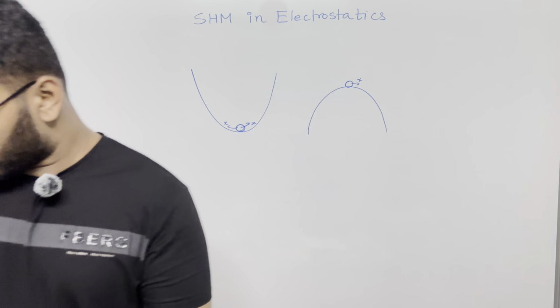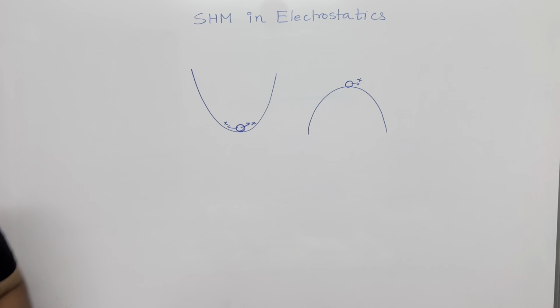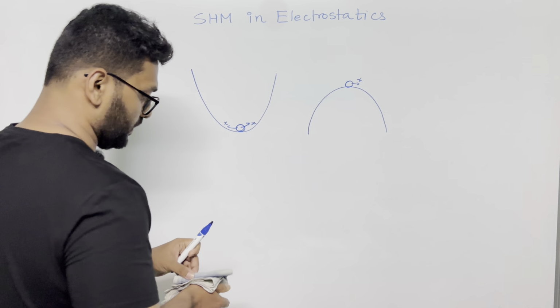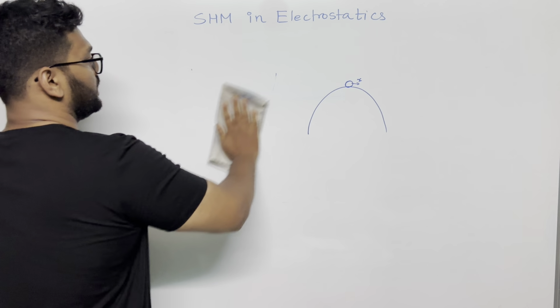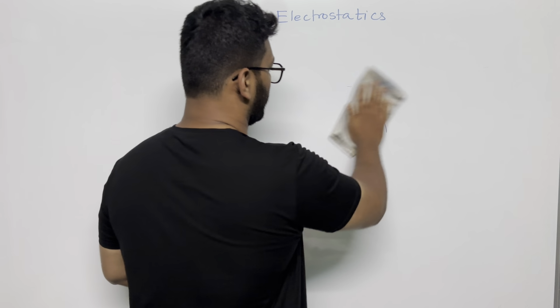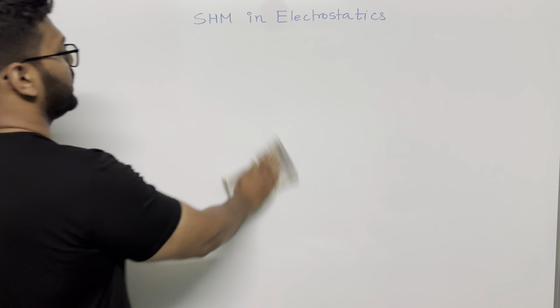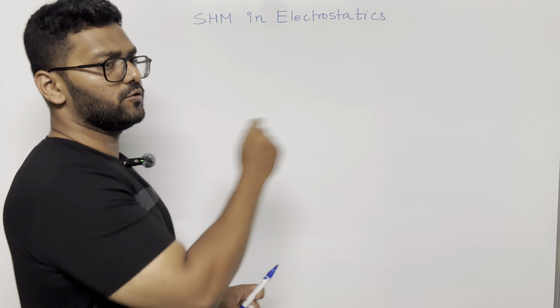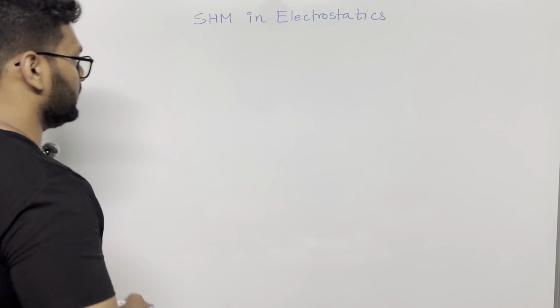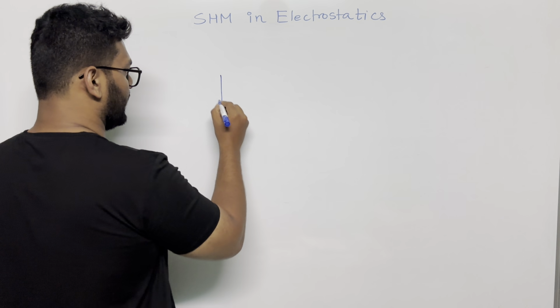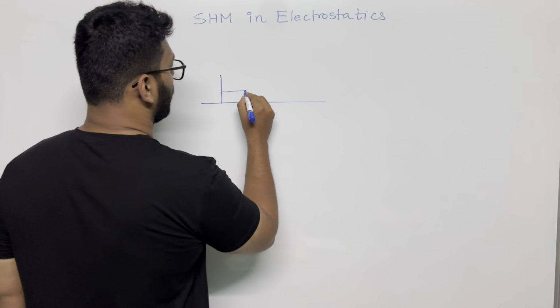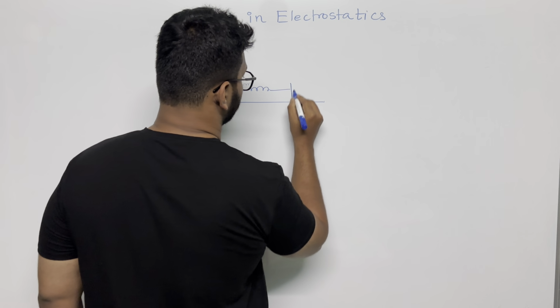Now what is simple harmonic motion, to be precise? Simple harmonic motion of a particle means your to and fro motion, that we understand. Everybody understands that simple harmonic motion is to and fro motion like this. But the thing is, suppose I take an example of a spring and a block system, right?